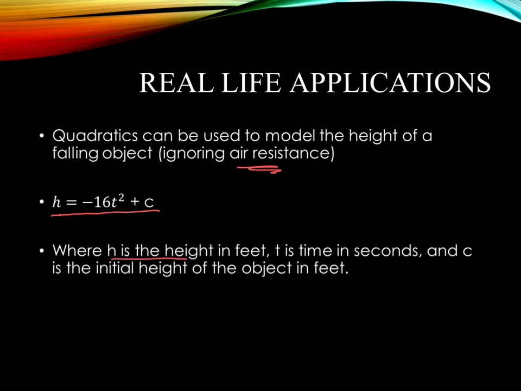So h is going to be the height in feet. Okay, notice our unit of feet. T is going to be our unit in time, and again, that is in seconds. And then c will be the initial height that your object is being dropped or thrown from. So let's take a quick look at an example of how we're going to use this, and then we can wrap up.